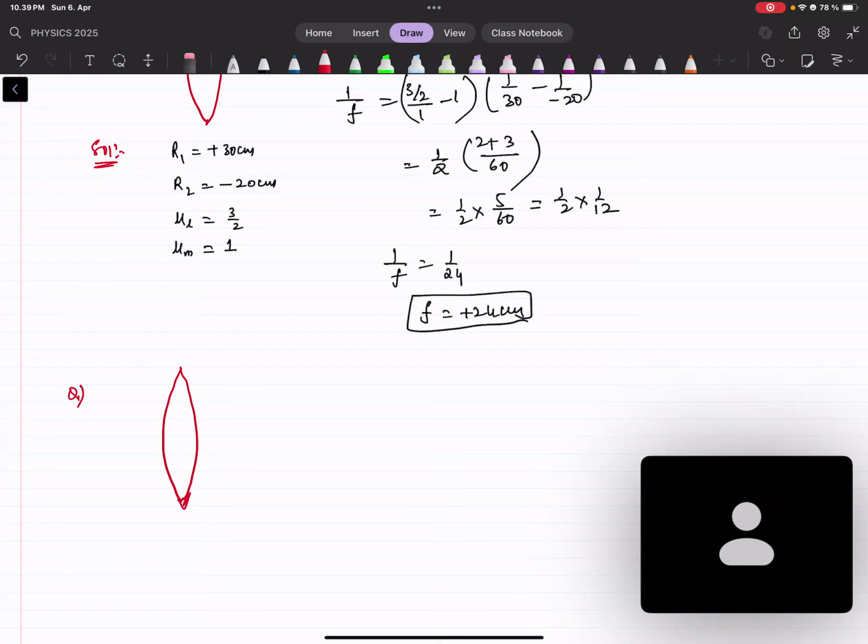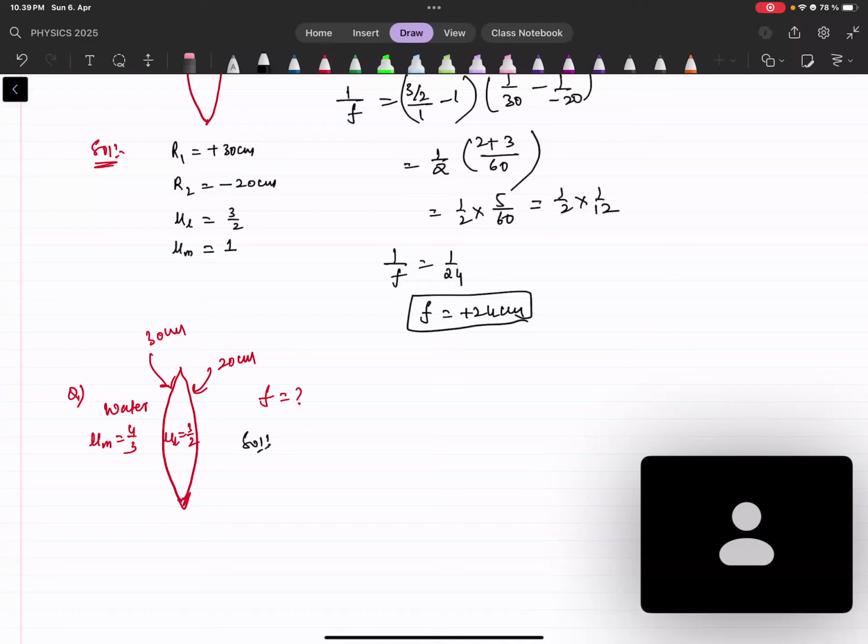This is what type of a lens, beta? Convex lens. And here is, say for example, water. Refractive index of the medium is equal to 4 by 3. Refractive index of the lens is equal to 3 by 2. This radius is 30 centimeters. This one is right now 20 centimeters. Find the focal length. Chalo, jaldi, fast.